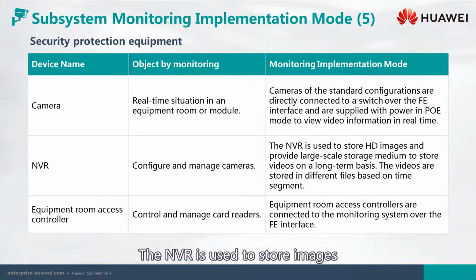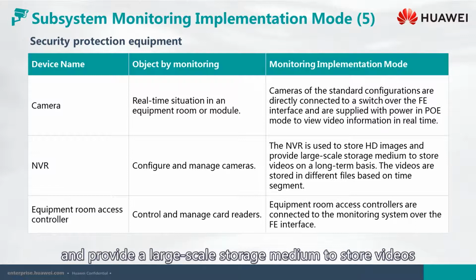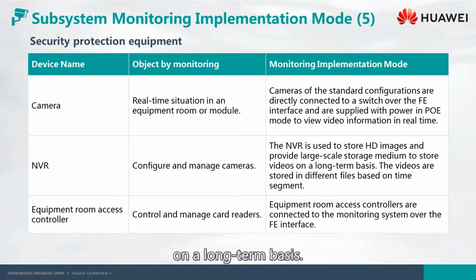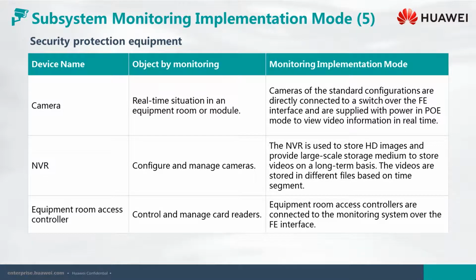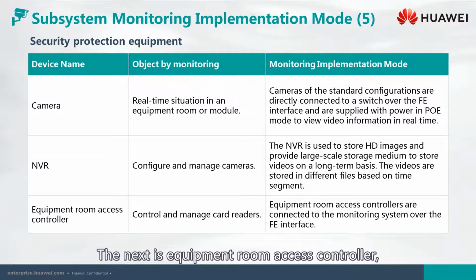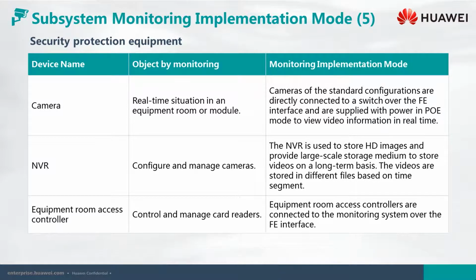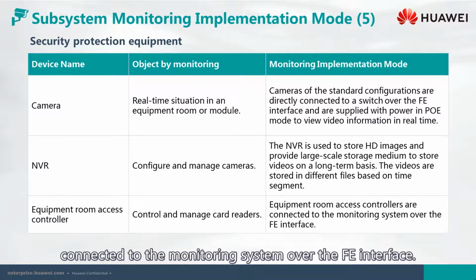The NVR is used to store images and provide a large-scale storage medium to store videos on a long-term basis. The videos are stored in different files based on time segment. The next is Equipment Room Access Controller, which can control and manage card readers. Usually, these controllers are connected to the monitoring system over the FE interface.